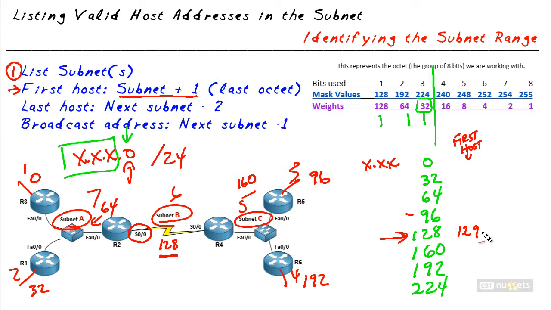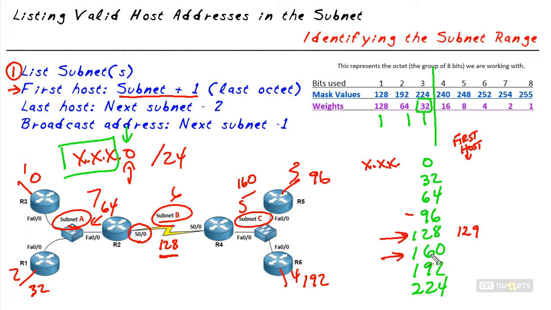Now I want to ask you a question. If 129 is the first host, do you think 130 is also a valid IP address on this subnet? If you're saying, yeah, Keith, it sounds like it would be. It's right next to it. How about 131 and 132 and 133? And if you look at the numbers, everything that is lower than 160 is part of the 128 subnet. If we go high enough, we're going to bump into subnet 160.